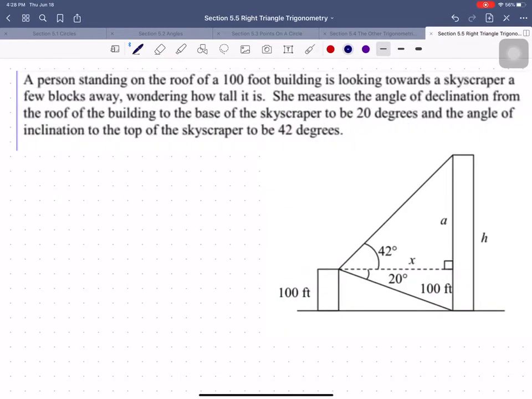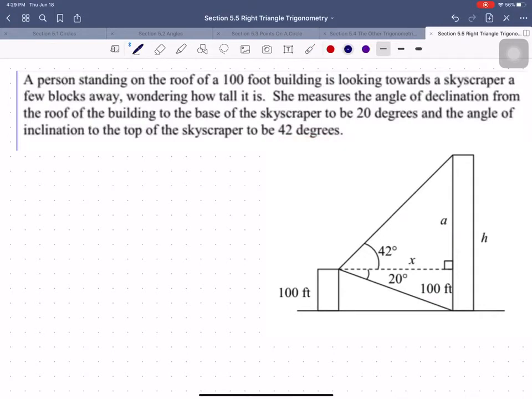So ignore the sketch for a minute. Just pretend that doesn't exist right now. We're going to walk through it. Let's read the words. A person standing on the roof of a 100-foot building is looking towards a skyscraper a few blocks away, wondering how tall it is. She measures the angle of declination from the roof of the building on which she is standing to the base of the skyscraper to be 20 degrees, and the angle of inclination to the top of the skyscraper to be 42 degrees. Okay, so this one's a little bit more tricky.